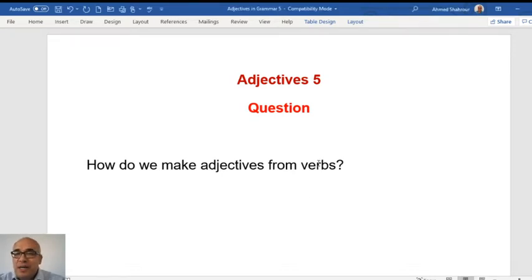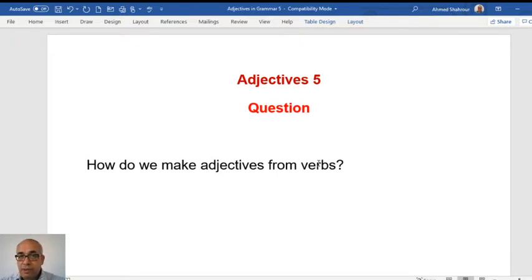Hello everyone, our lesson today is on adjectives and this is part 5. I have one question for you. The question is, how do we make adjectives from verbs?